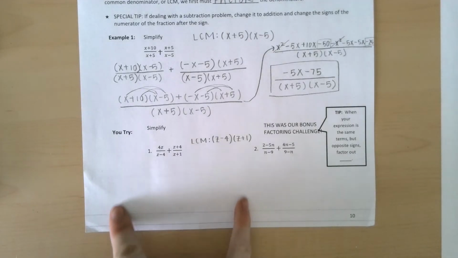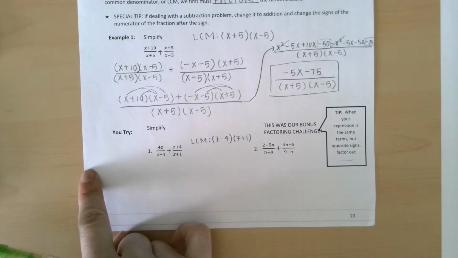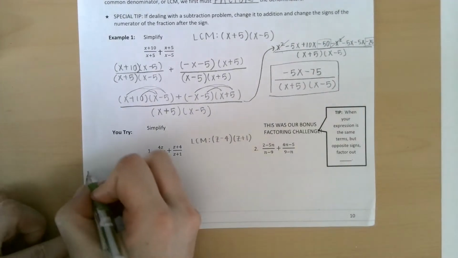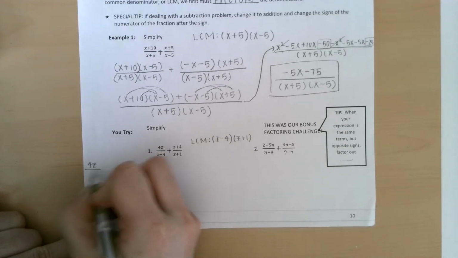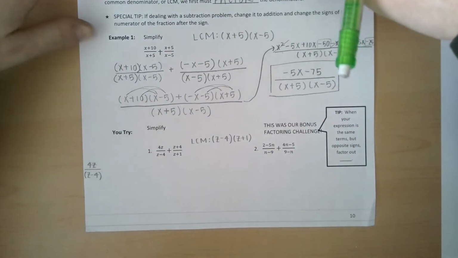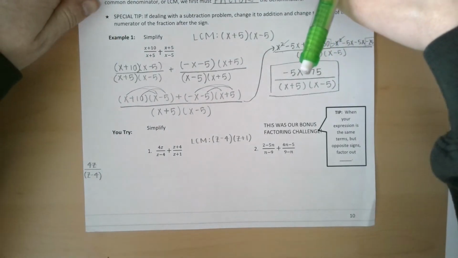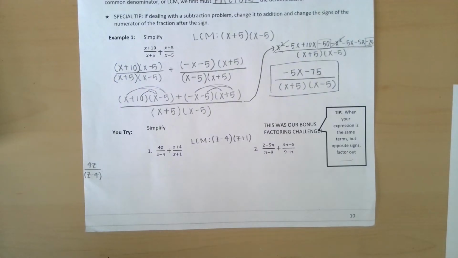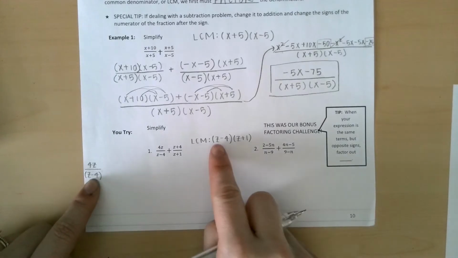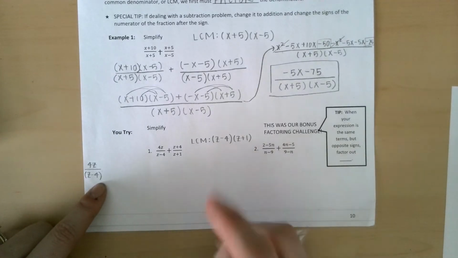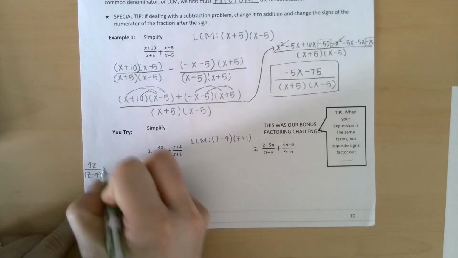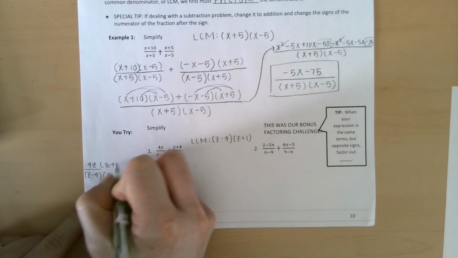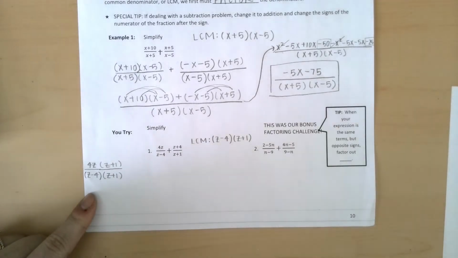Okay, we didn't give you very much room here, so I would make sure you start all the way on the left on this side. I'm going to rewrite that first fraction. I'm putting that z minus 4 in parentheses since it's a binomial. Okay, I'm comparing this denominator to my LCM. It looks like it's missing the z plus 1, so we'll go ahead and multiply numerator and denominator by z plus 1.